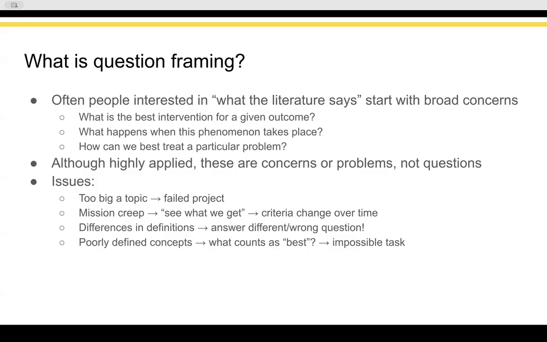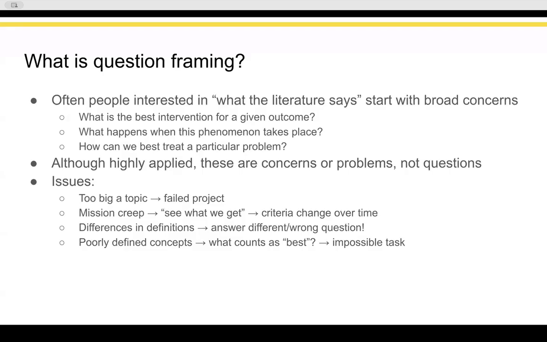Another issue is that you may have different definitions for your main concept in your question, and that you then go away and answer a question that they didn't ask, that they understood in a slightly different way. So that's really important to make sure that you're on the same sheet there.